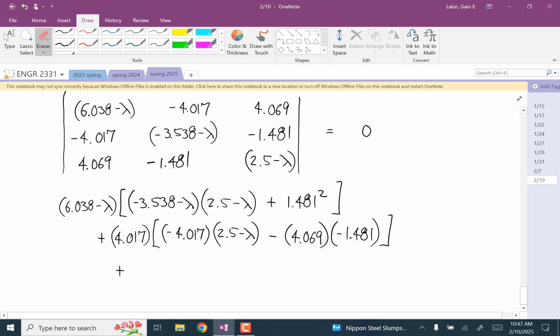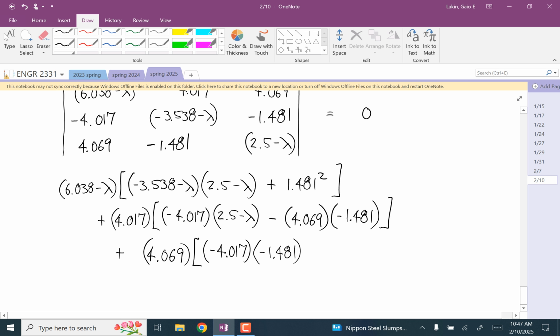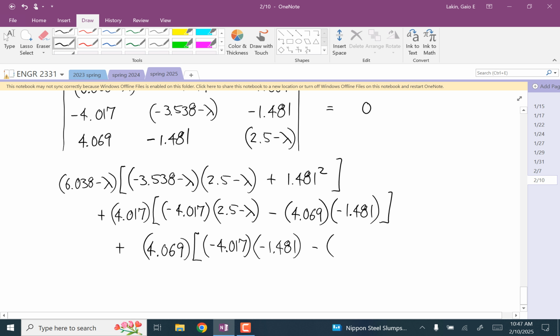No, sorry, I'm going the wrong way. Plus 4.069 times the quantity negative 4.017 times negative 1.481 minus 4.069 times the quantity negative 3.538 minus lambda. And we're going to set all this equal to 0.